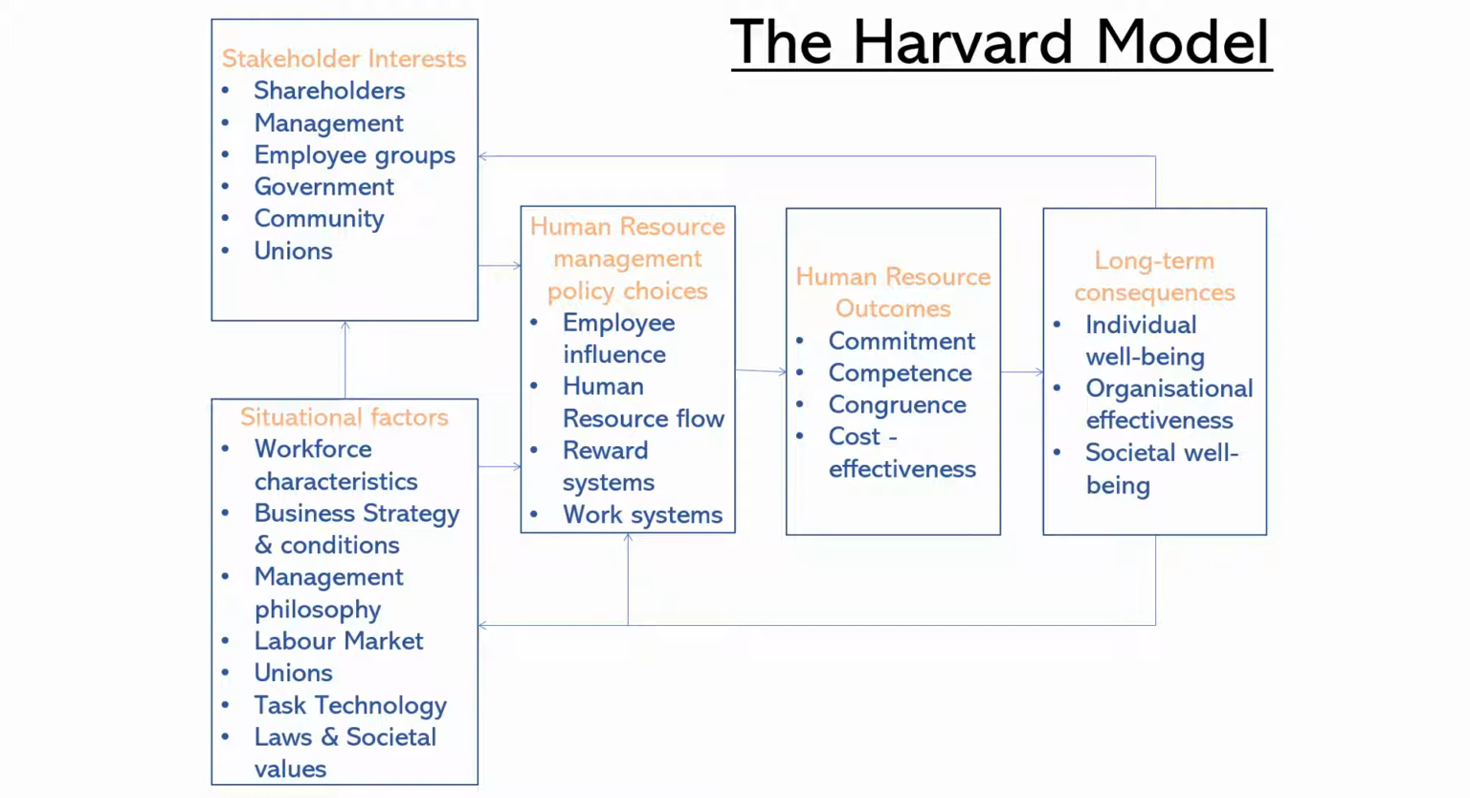That is why these factors are there: shareholders, management, employee groups, government, community, unions. Suppose, for example, there is a strike for increasing salary. They should reach a mutual agreement. So they should take the interest of both the employers and the employees and reach a mutual conclusion. So that is what this means.